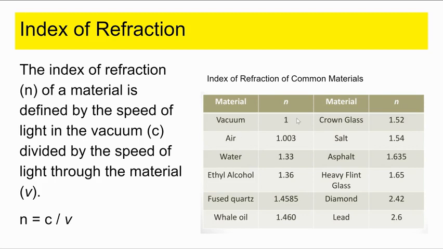We can see that the index of refraction for a vacuum is 1. That's our baseline or our reference value. Air has an index of refraction of 1.003, which is slightly slower than 1, meaning that as a light ray goes from vacuum to air, it is slowing down just a tiny bit. That light ray would slow down even further when it enters water because water's index of refraction or optical density is 1.33, and so on and so forth on this table.